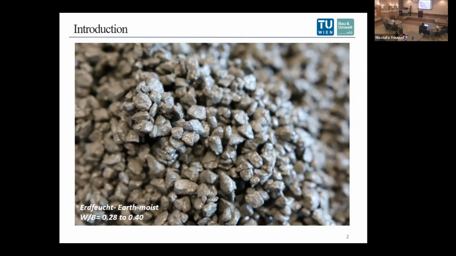So the paste content is between 10 and 15%, and the water binder ratio is 0.28 to 0.40. With single size aggregate and no fine sand, there is a lower solid volume fraction of the aggregate, providing a higher void content, therefore reducing the mechanical properties.